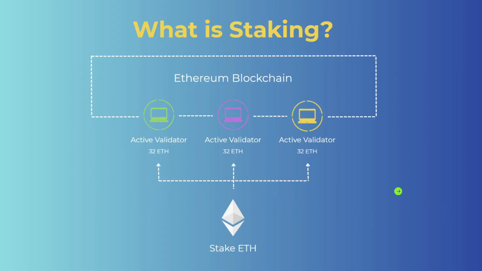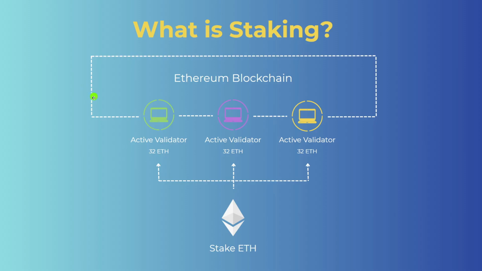Let's start by talking about staking. What is staking? As you can see here in this picture, we have the Ethereum blockchain, which is, as you know, a ledger of transactions that are distributed among the nodes of the blockchain. And then we have these validator nodes. Each must stake 32 ETH to secure the Ethereum blockchain.